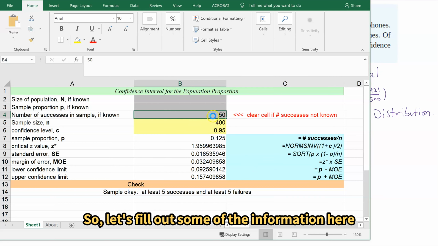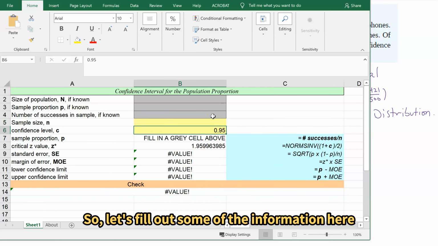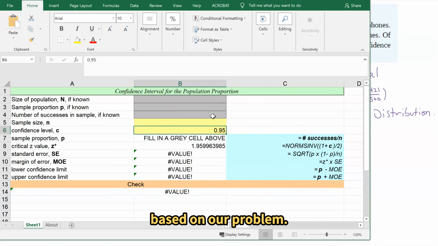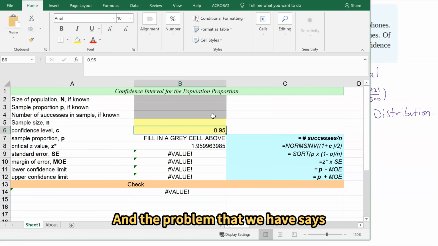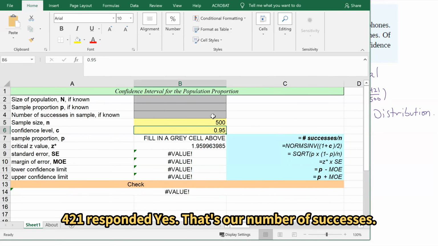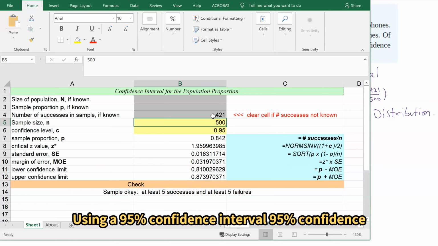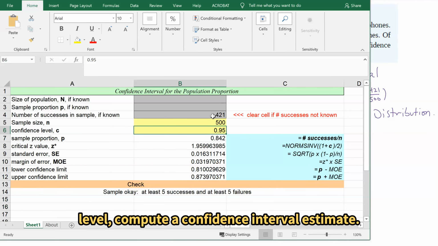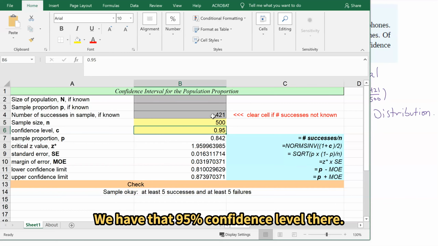So let's fill out some of the information here based on our problem. And the problem that we have says there were 500 people surveyed. That's our sample size, 500. 421 responded yes. That's our number of successes. Using a 95% confidence interval, or a 95% confidence level, compute a confidence interval estimate. So we have that 95% confidence level there.